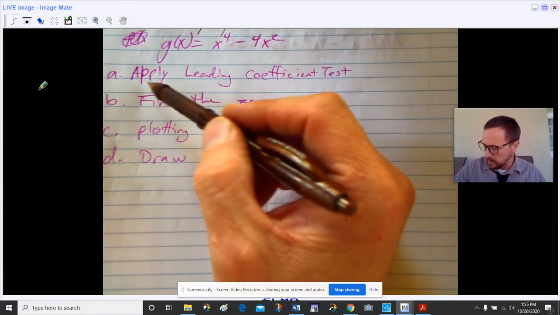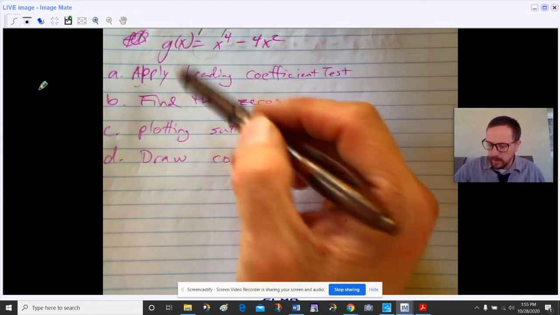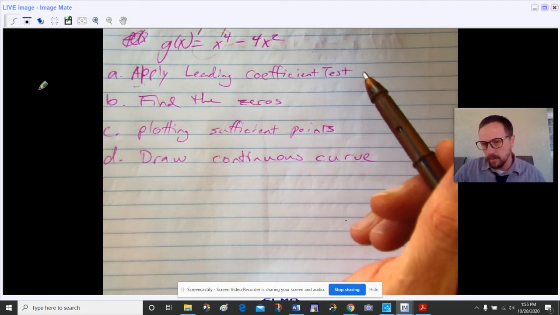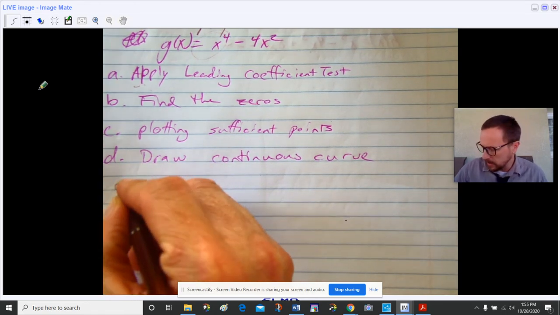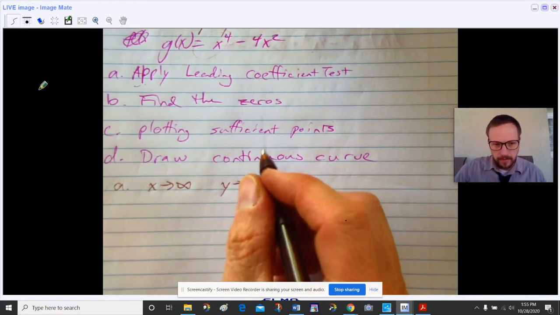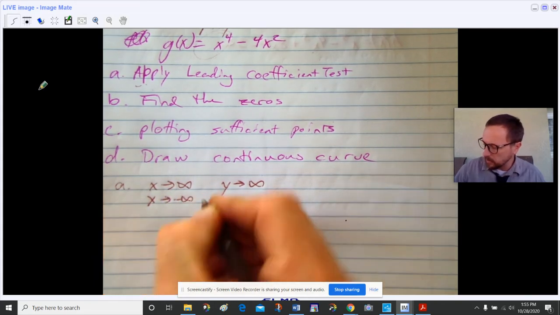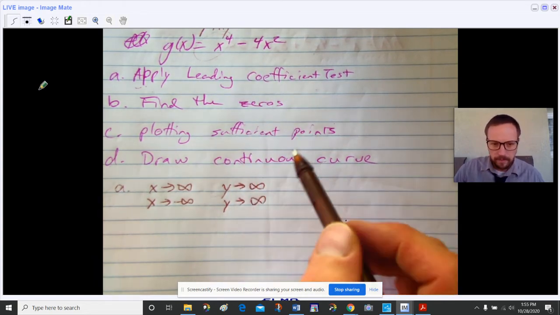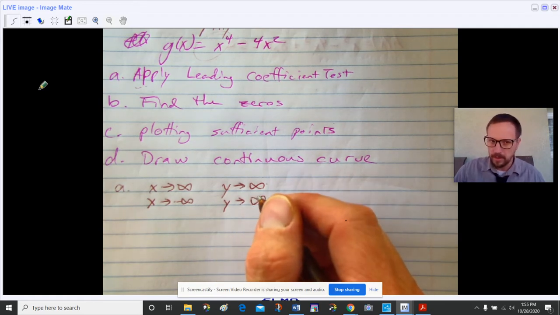Now, in this particular case, we're going to be looking at some different things. It says apply the leading coefficient test. Our leading coefficient is positive 1, which means that as x goes to infinity, y is going to infinity because it's positive. Now take a look at the degree. As x goes to negative infinity, y is going to positive infinity because we have an even degree. Even degree, these are the same. Odd degree, these are opposites. I talked about that.